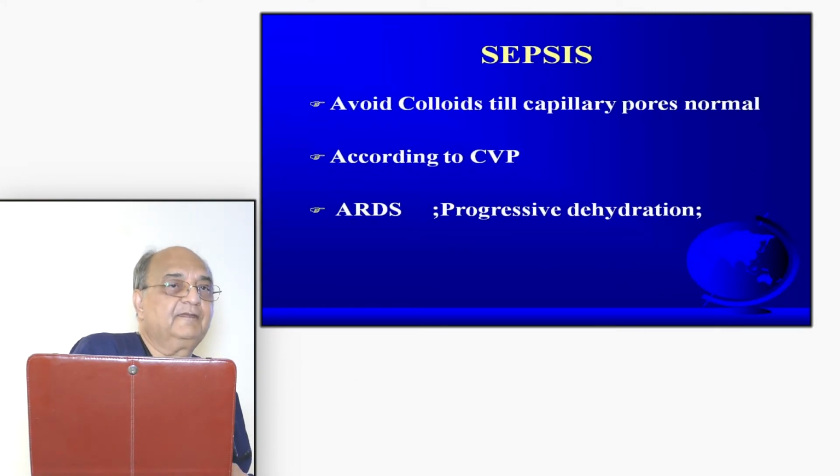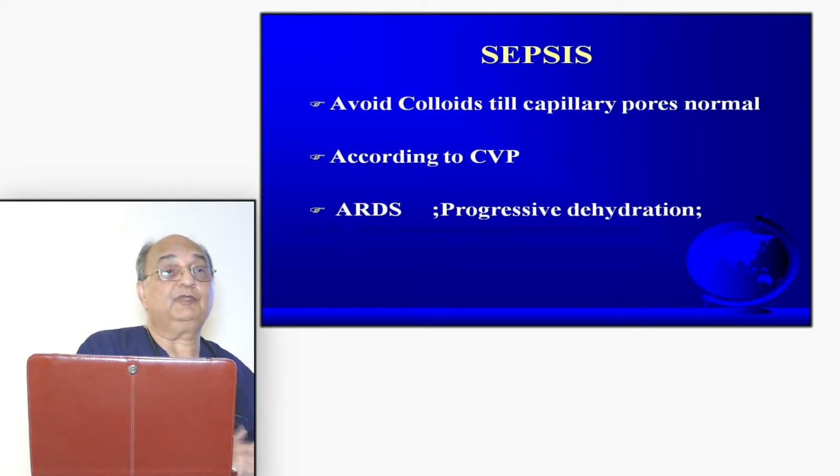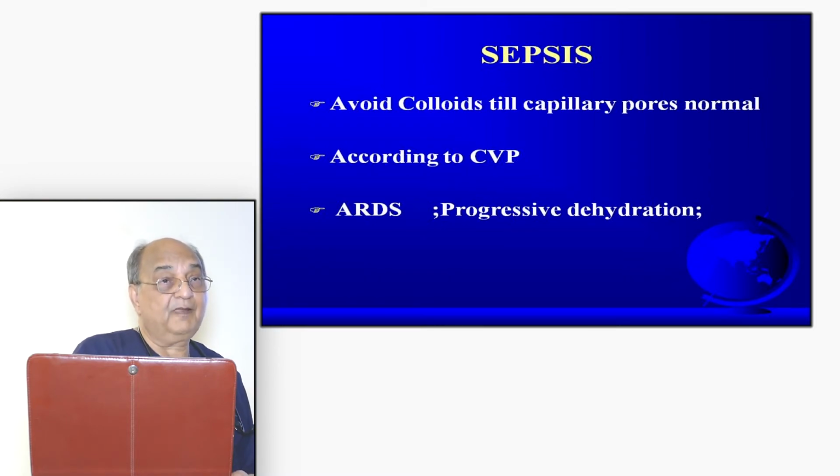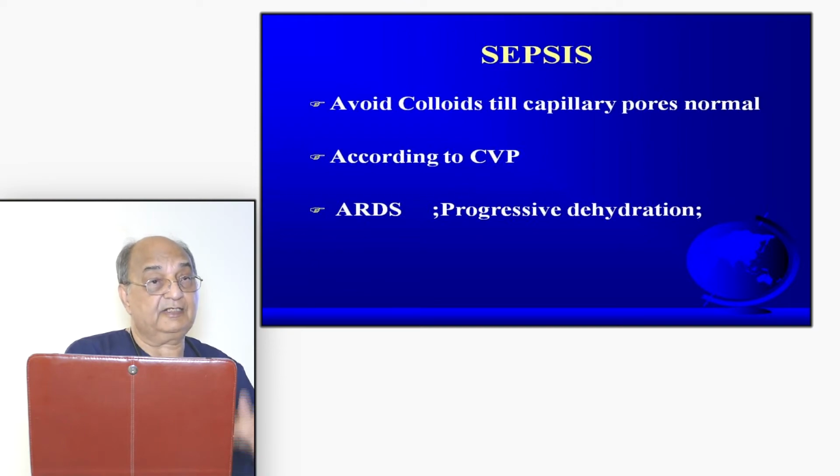In addition to that, we do progressive dehydration in this patient. Progressive dehydration means you take the person into negative balance while keeping the hemodynamics normal. Take the person into a negative balance of 1 liter or 1.5 liters while keeping the blood volume normal, because it is the blood volume which is very important for the delivery of oxygen and nutrition to the tissues. So you do not induce hypovolemia, but you take the person into negative balance while keeping the hemodynamics normal. This is called progressive dehydration.